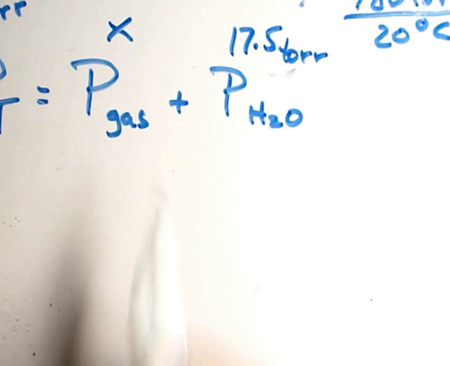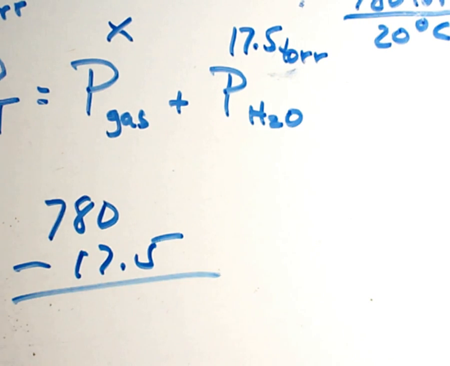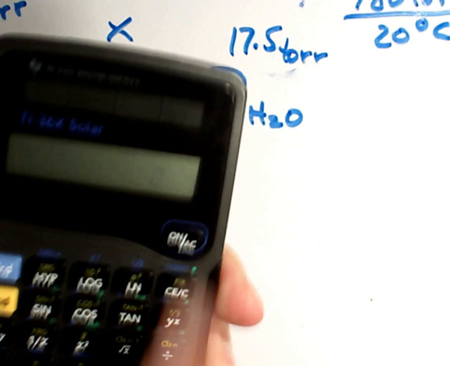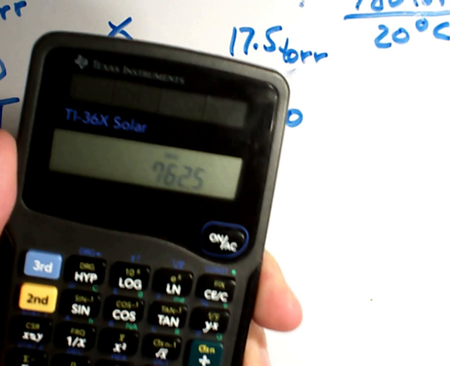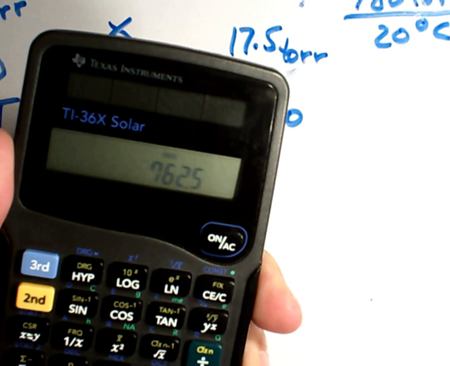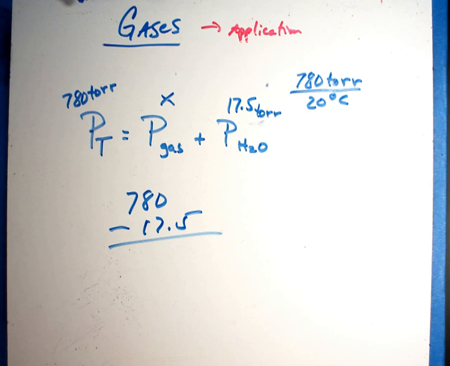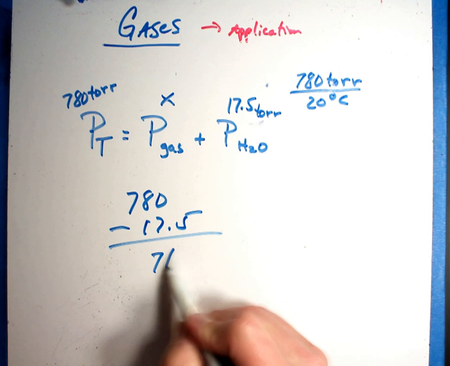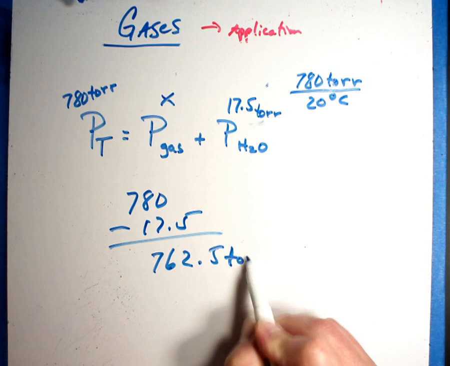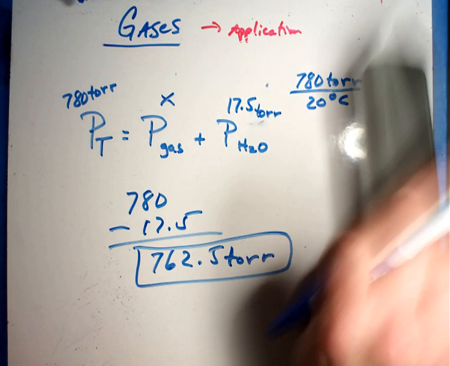This is what they want to know. How much is the pure gas? Well, it's simple subtraction. You're going to take 780 minus 17.5. So I'm going to go ahead and do it with my calculator just so everybody can see it. 780 minus 17.5. 762.5. And I'm going to zoom out so everybody can see everything. My apology again. Simple subtraction. 762.5 torr. Simple math. Okay?